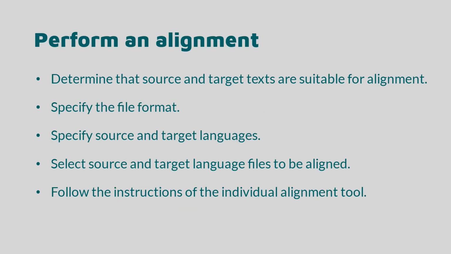In order to perform an alignment, it is essential to first determine that the source and target texts are suitable for alignment. This means that the source and target must have the same file format. For instance, you should avoid aligning a Word document with an HTML file. It's also essential to specify the file format and the source and target languages. Select the source and target language files to be aligned, and then follow the instructions of the individual alignment tool.